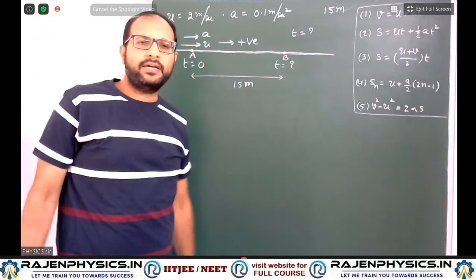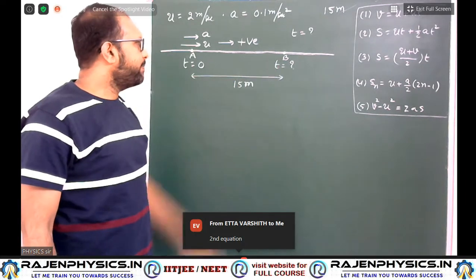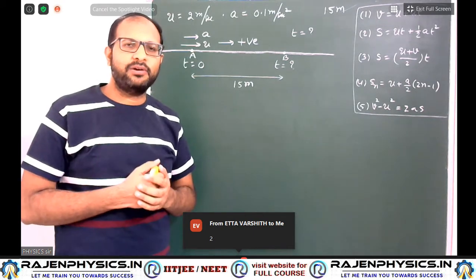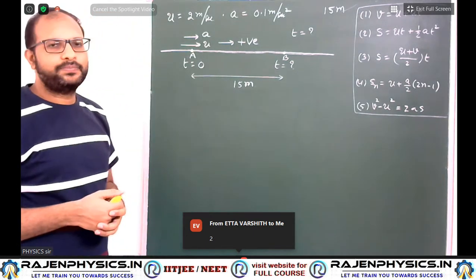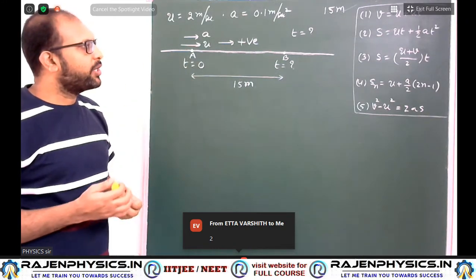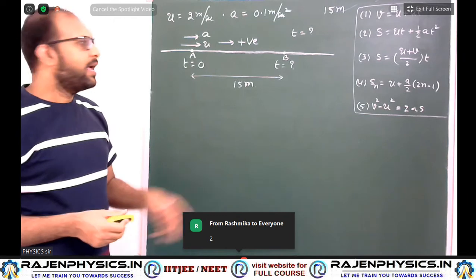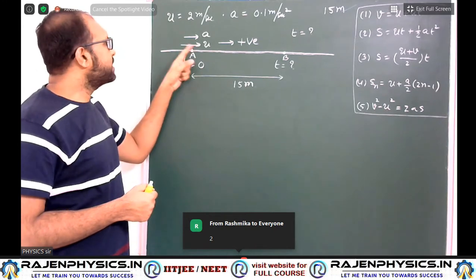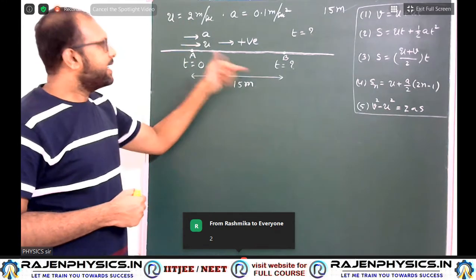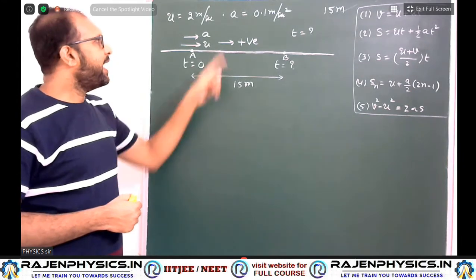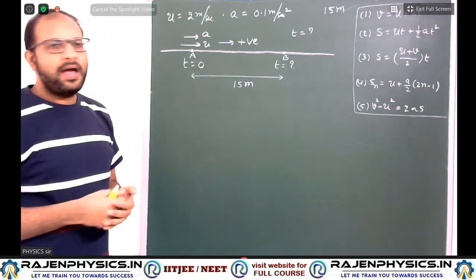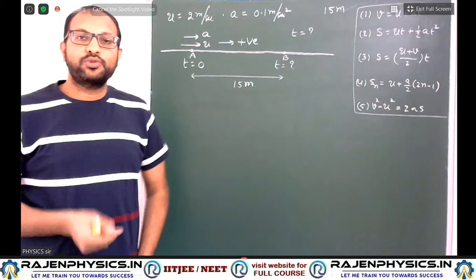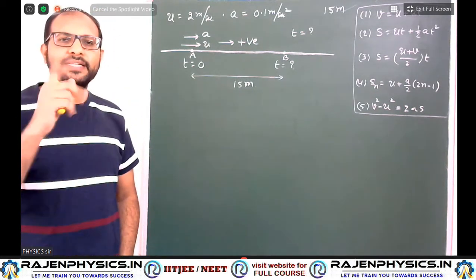Yes, so students, now think. Our target is the time. This is the given information. Which equation? Yes, many students are now giving equation number 2. Right. Equation number 2, s equal to ut plus half at square. S is nothing but 15, and u is 2 t, target, half a is 0.1 and t square. Students, you will get a quadratic equation. So if you solve the quadratic equation, then you will get the time.